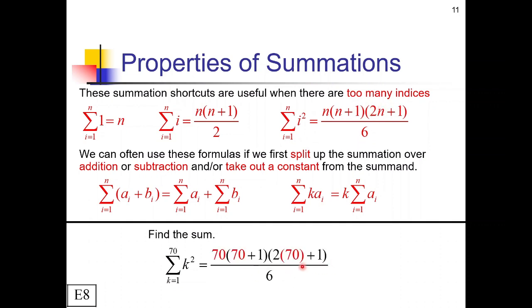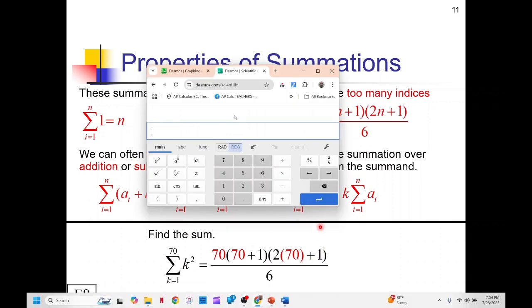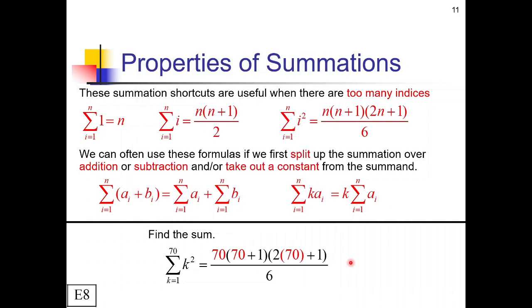So all of that stuff. And let's go to Desmos and just plug all that in. So let me do a fraction. We've got 70 plus 1, 2 times 70 plus 1, all of that over 6, and that comes out to 116,795. Again, it's a bulky formula, but way better than taking 70 of these squared terms and adding them all together by hand.